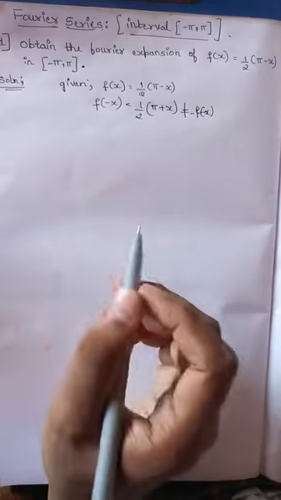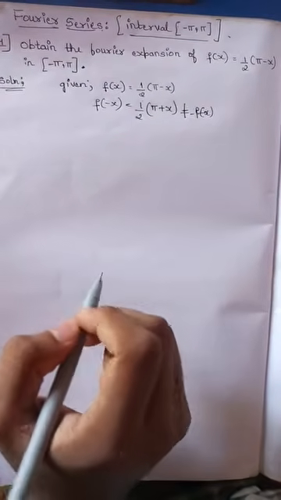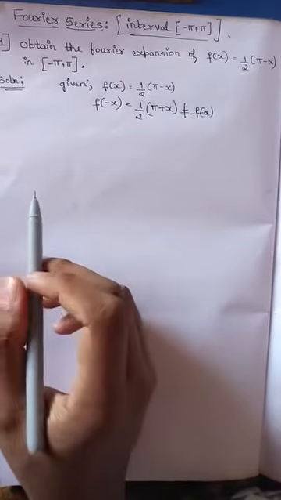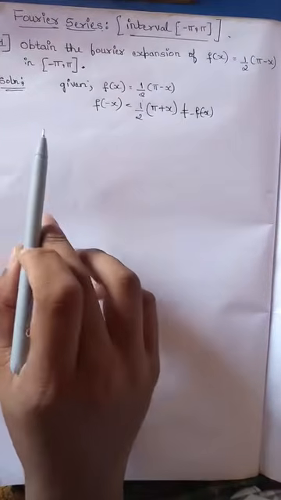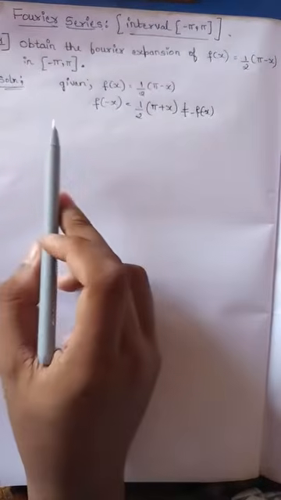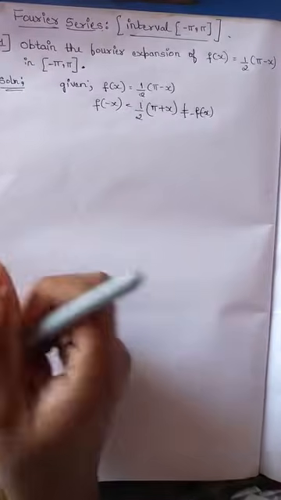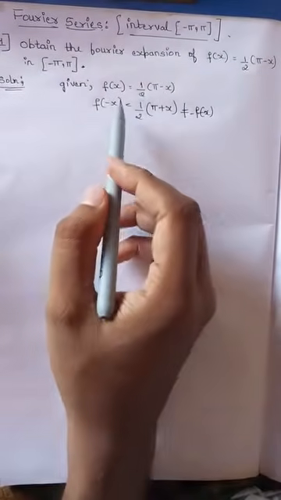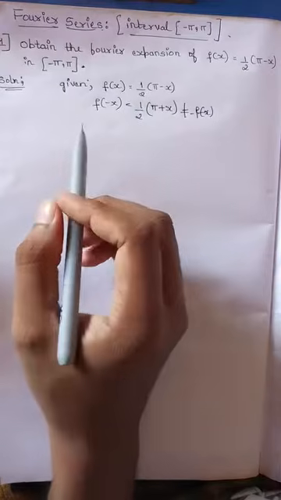Hello everyone. Today we are going to discuss two problems related to Fourier series from the interval minus pi to pi. So the first question goes like this. Obtain the Fourier expansion of f of x equal to 1 by 2 pi minus x in the interval minus pi to pi. So the given function f of x is 1 by 2 pi minus x.